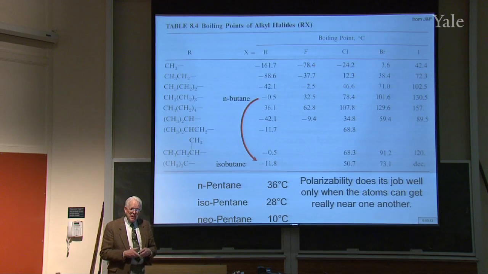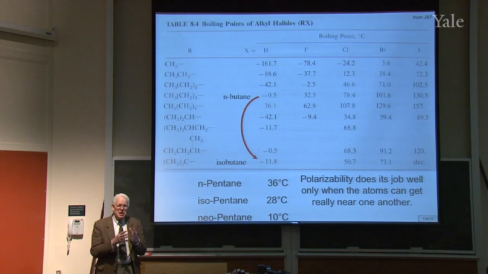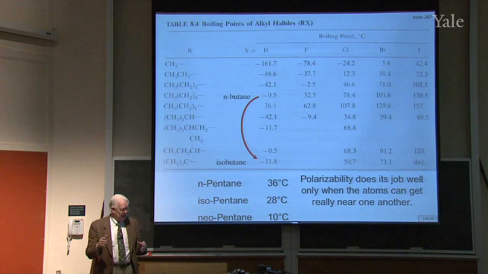So polarizability does its job well only when things are close together, right? Remember, that's 1 over r to the n dependence. So it falls off rapidly, the energy you can get from this.